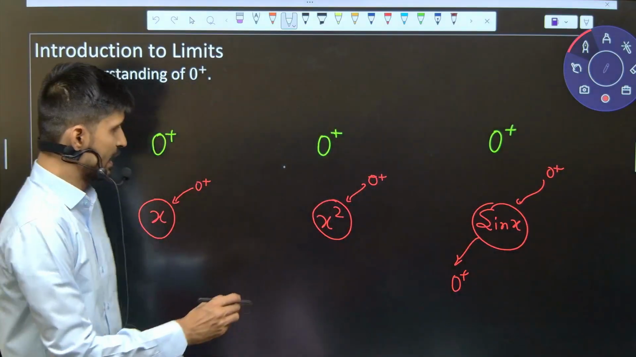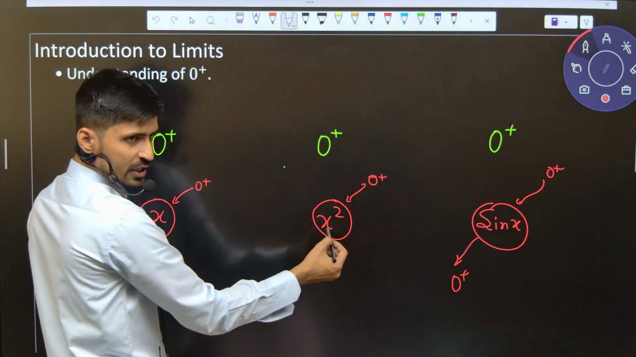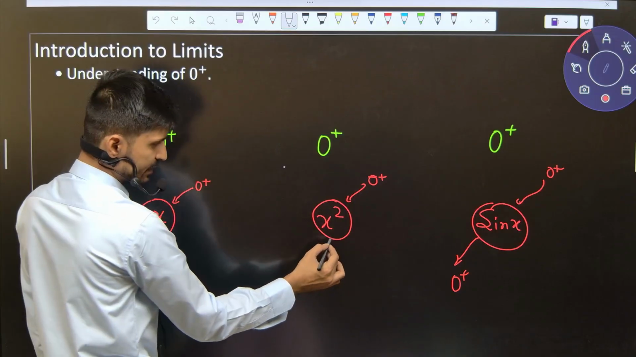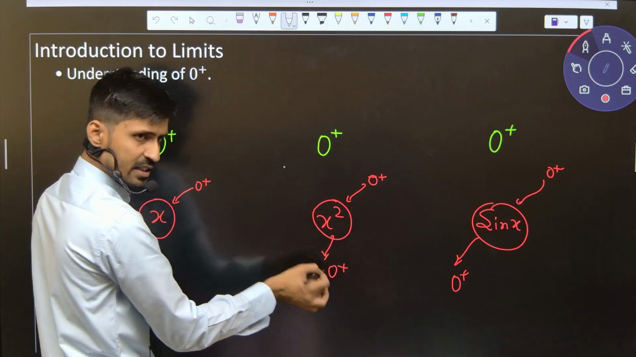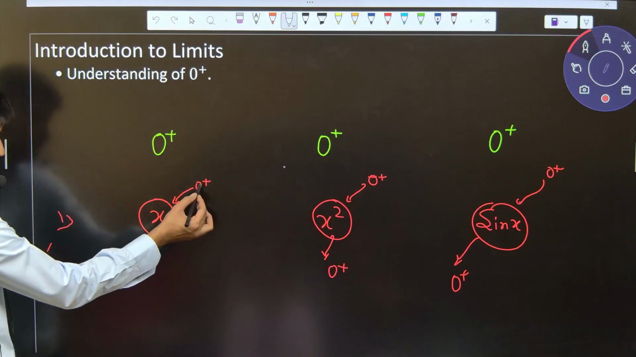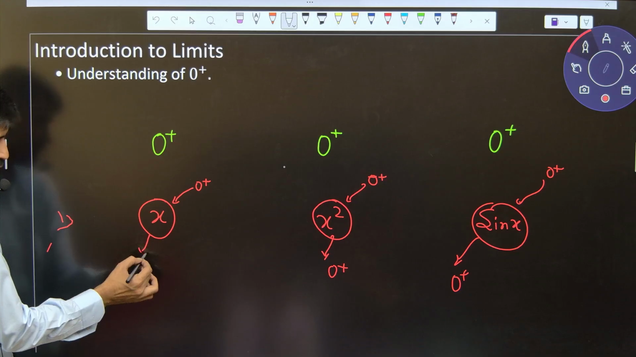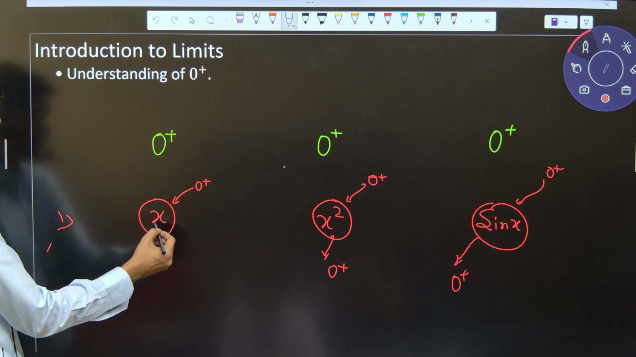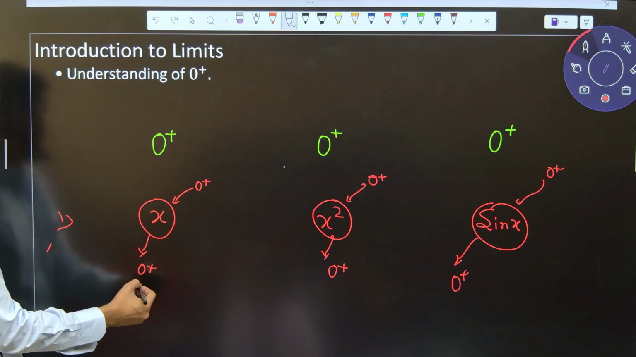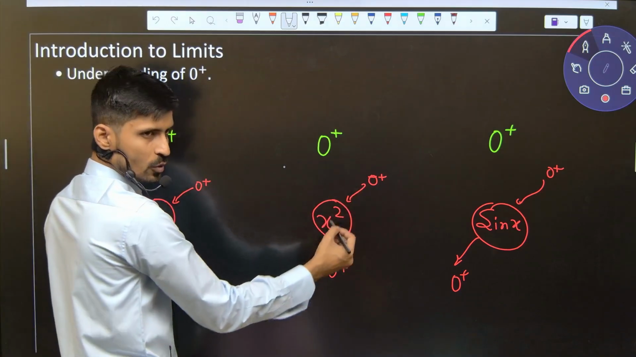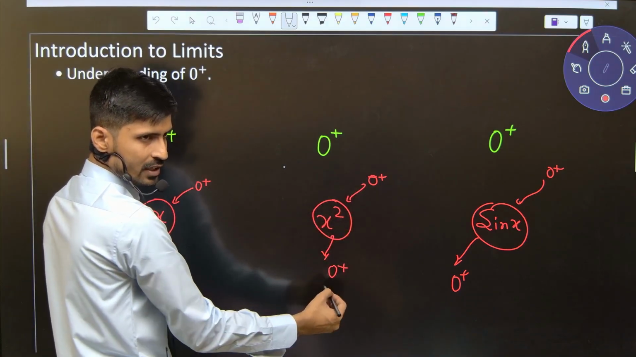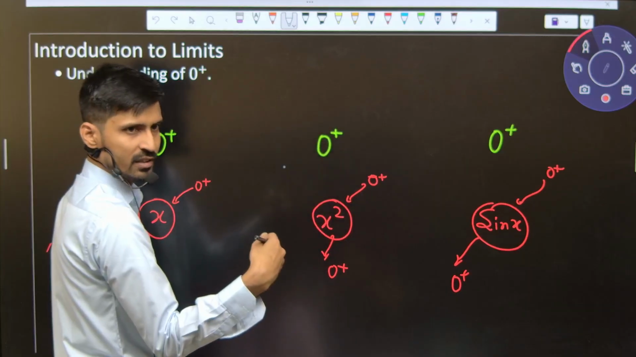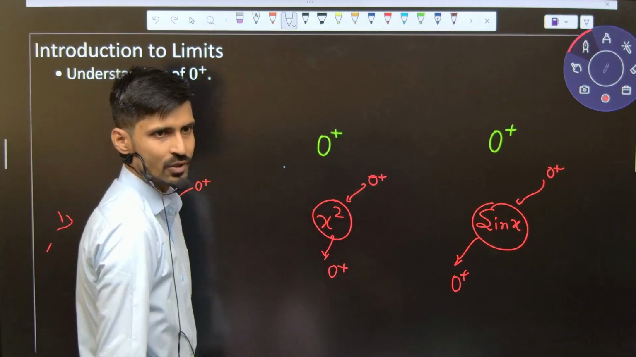Okay. For x, the input is 0 plus, it means x is 0 plus. For x square it is 0 plus square, and this output is also 0 plus. Now here, if we give x input 0 plus, what will be the output? 0 plus. Like if I give input 2, output will be 2; 3, output will be 3. Here if I give input 2, 2 square will be 4; 3, 3 square will be 9. So if I give input 0 plus square, again it will become a very small number, and that small number again I have to represent with 0 plus.